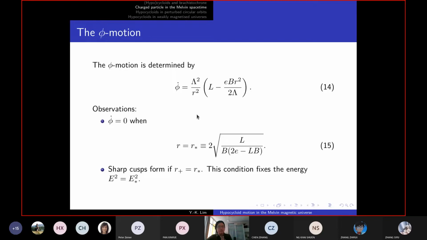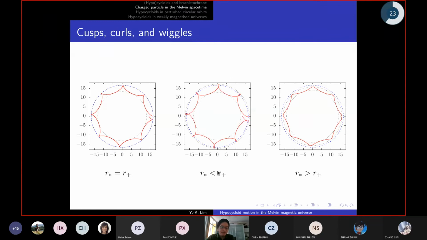Okay, so that is the situation I'm looking for, and I've said I found the R star, which will make phi dot become 0. And earlier, if you recall, R plus is where R dot becomes 0. So when these two numbers are equal, then R dot and phi dot will become 0 simultaneously. And this is the situation where it will give me the sharp corners. So from here, I can fix the energy, and then I can calculate all the relevant quantities to produce this type of motion. Okay. So let's see some examples.